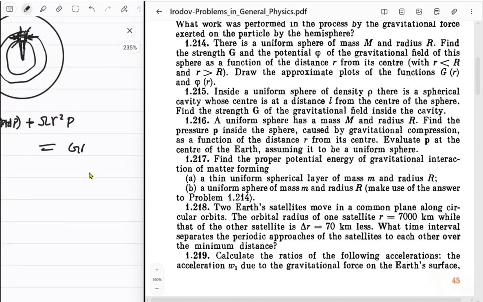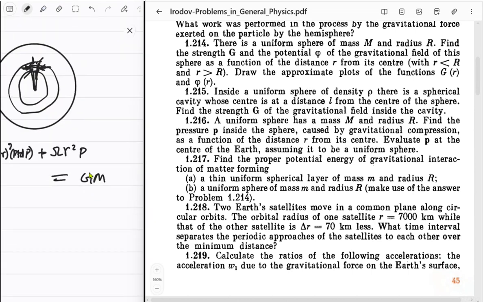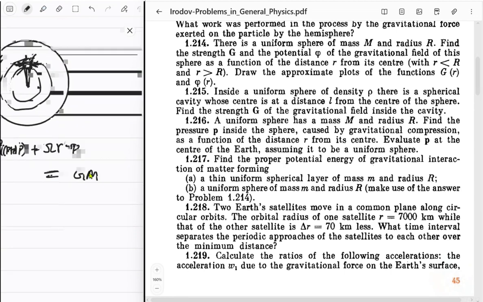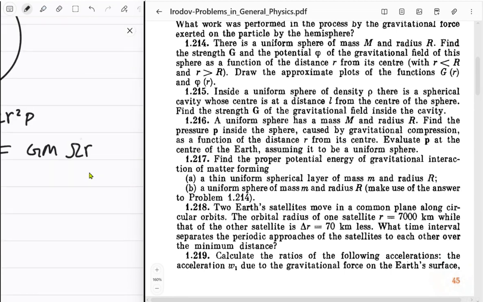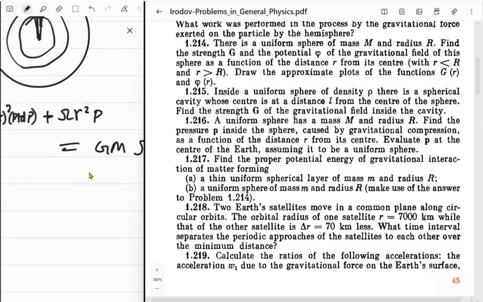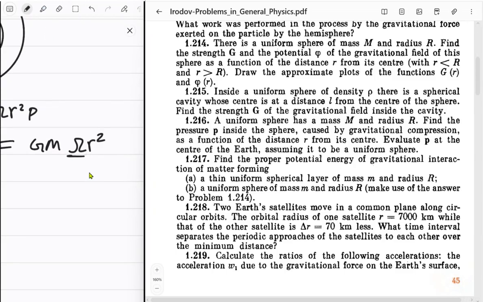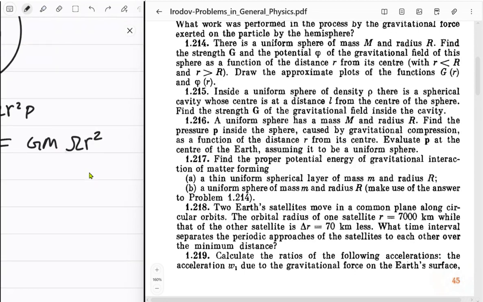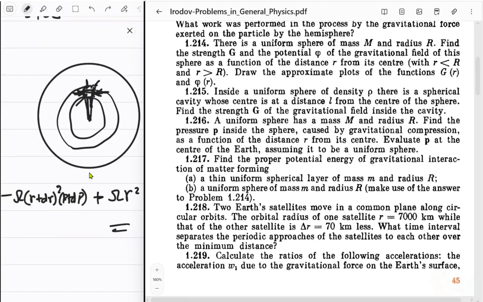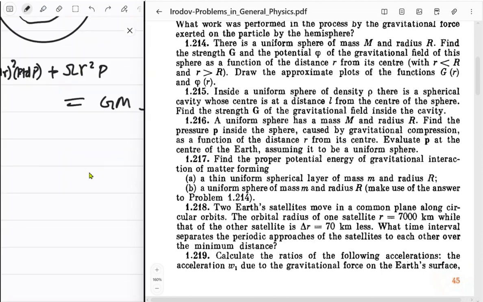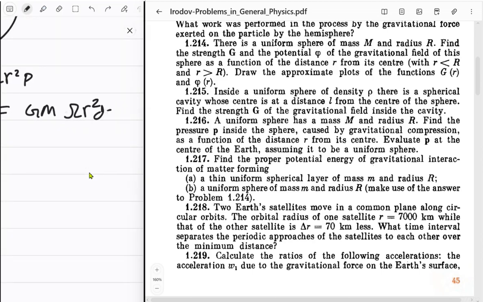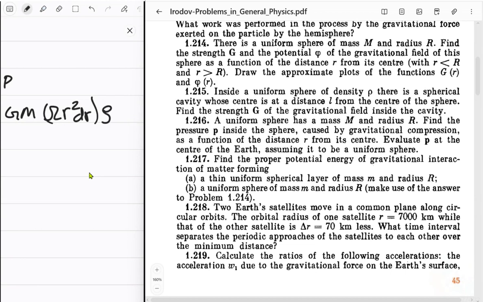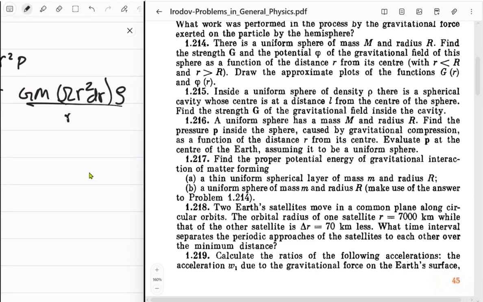So you want dm, and for that you will need the volume of this thing, which is solid angle, r squared. What is this symbol called? I don't know. Okay, so solid angle times r squared, that's this area, right? And then this times dr, that is the volume. So this times the density, right? And all of that upon r squared once again. So that would be the gravitational force.